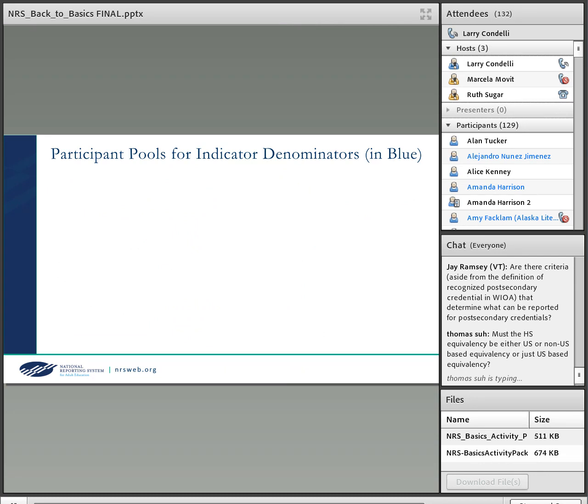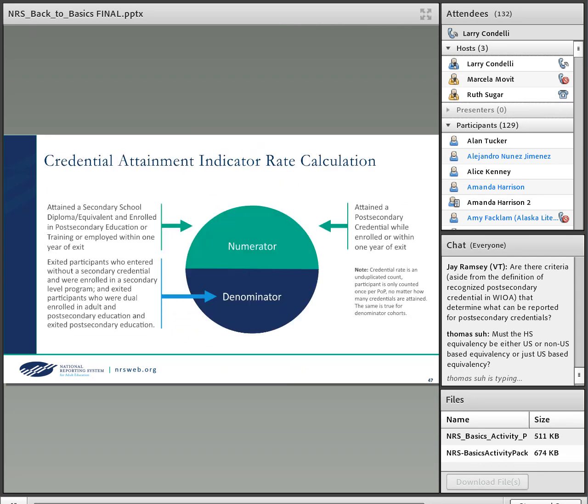And here's a handy chart. So again, it just summarizes what I just said. In your numerator, which is did they get a secondary credential or a post-secondary credential within 1 year of exit or while they were enrolled, that goes in the numerator. And again, it's only counted one time. So if somebody has 2, you only pick one and you count them. And there are 2 different pools you use.